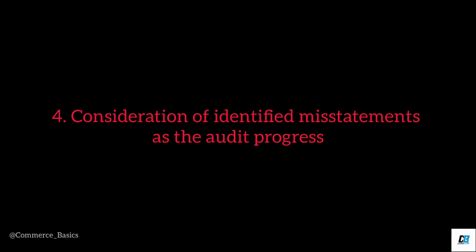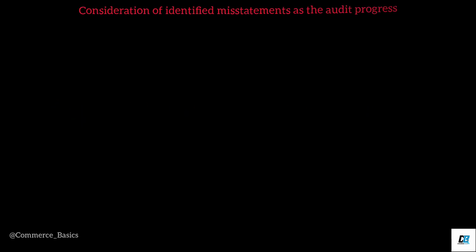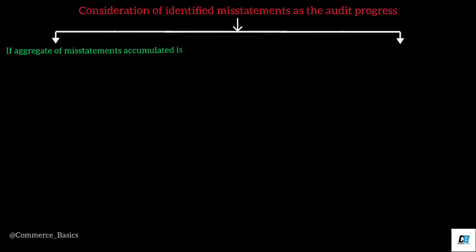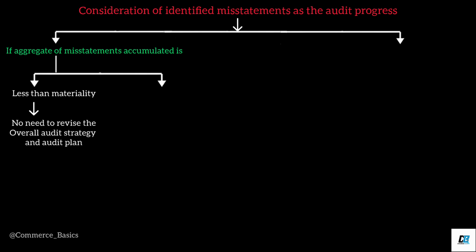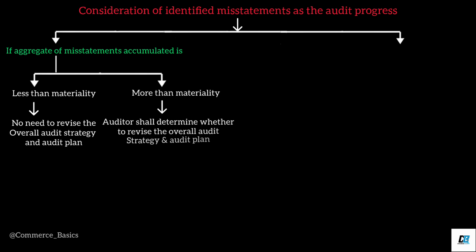Next, consideration of identified misstatements as the audit progresses. In this step, whatever misstatements are identified, the auditor has to accumulate, and after accumulation, if the total is less than materiality, then the auditor does not need to revise the overall audit strategy or audit plan. But if these misstatements are more than materiality, then the auditor has to determine whether he wants to revise the overall audit strategy or audit plan.